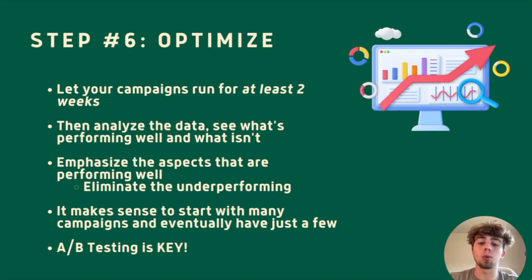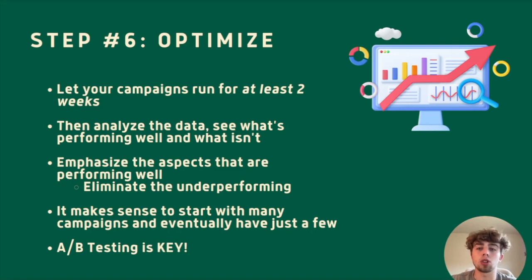So it makes sense to start with many campaigns and eventually just have a few. What's going to happen is you're going to start out with a lot of stuff that's going on. You're going to be putting in a lot of ad spend, a lot of campaigns that are gathering data. And then based off that, you can see what's working and what's not. You can cut out the underperforming aspects so that you can also cut down on your ad spend and you can increase your ad spend in the areas that are working as well.